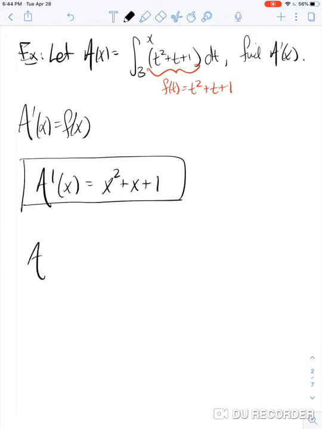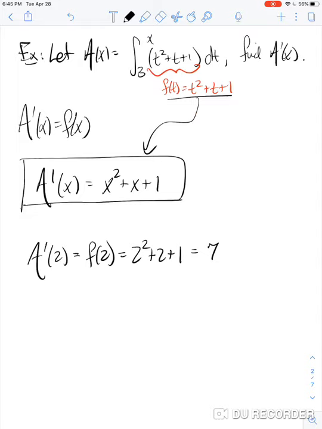In fact, if I wanted to evaluate, say, A prime of 2, then that would just be f of 2. And so I would just plug that in, which would be 7. So nothing really changes. This thing becomes the derivative of capital A.